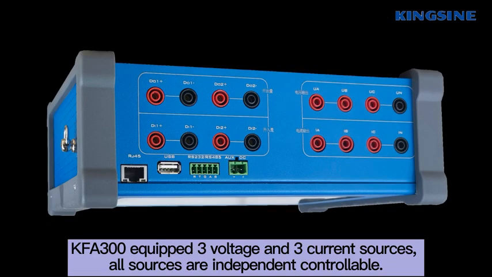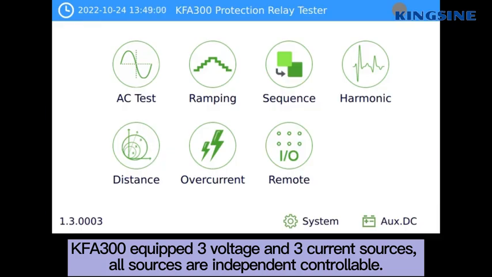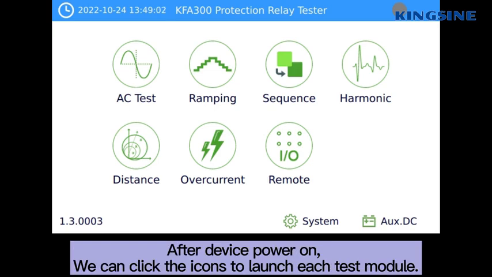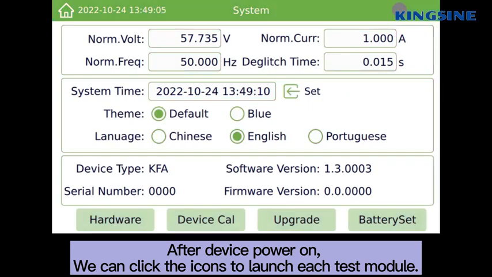KFA300 is equipped with 3 voltage and 3 current sources. All sources are independently controllable. After the device powers on, we can click the icons to launch each test module.